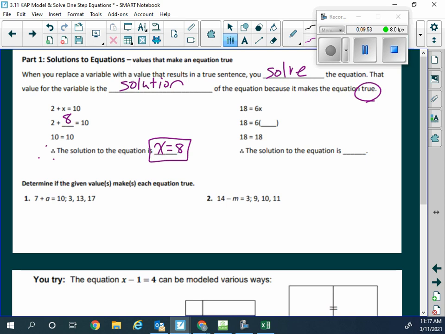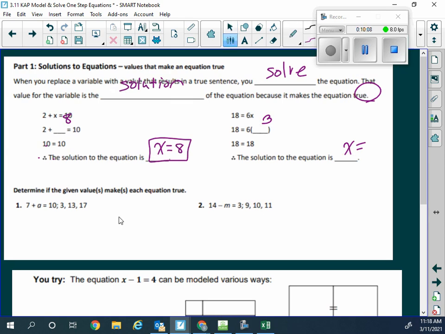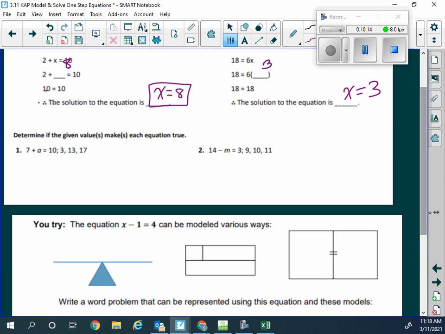18 equals 6x. So you should be thinking 6 times 3 equals 18, because 18 equals 18. Therefore, the solution to the equation is x equals 3. All right. Down here, sometimes you're going to get one that looks like this.